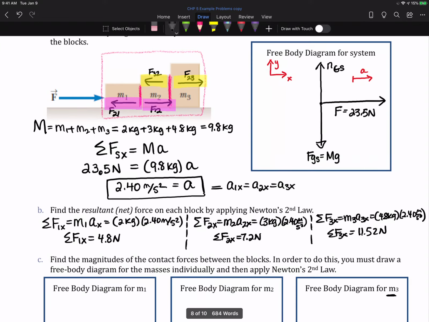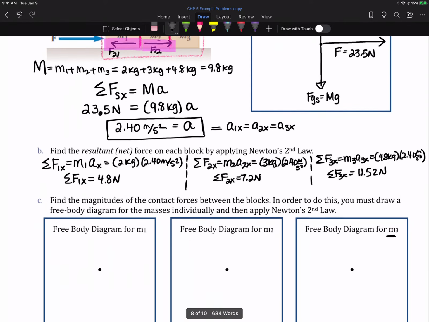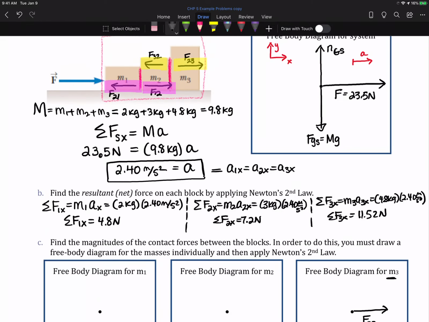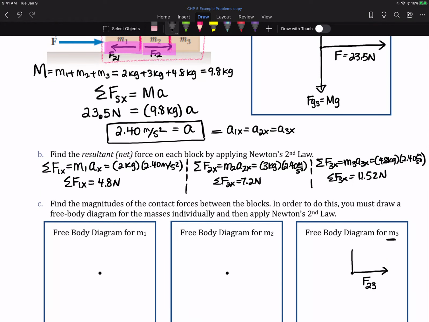So as I go up here and I look at mass 3, I have a force acting on 3 to the right. This is the force from mass 2, which is in contact with it, and it's acting on mass 3. And then I also, of course, have a normal force. So I have the normal force from the ground on 3, and I have the force of gravity on 3, which is m3 times g.